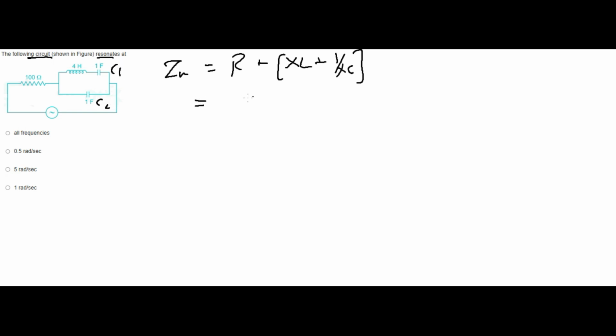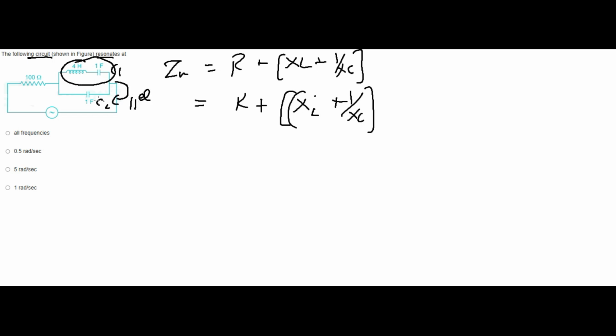I can rewrite it in the form of R plus XL plus 1 divided by XC. Listen to me: this whole thing is in parallel with this capacitor. So this side gives XL plus 1 by XC, where XC1 is parallel with C2. C2 means 1 divided by XC2. Don't write only C2. This is a very simple concept.